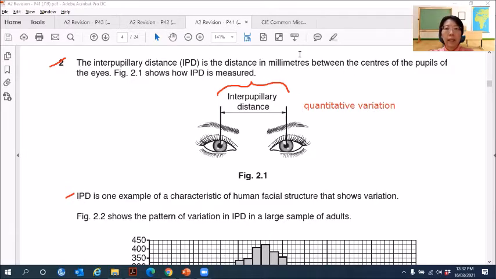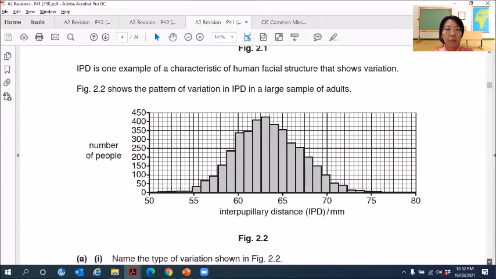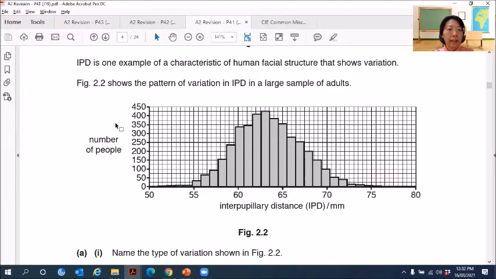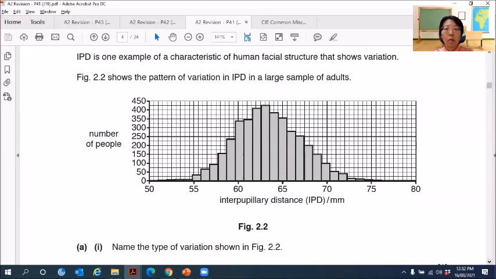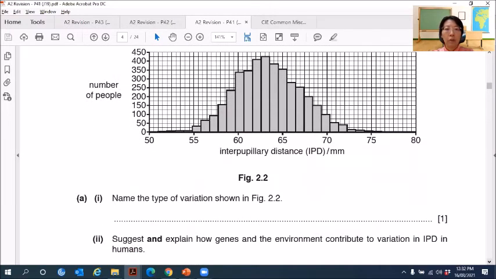So let's look at the graph that's given. It's a bar chart showing the y-axis is the number of people and the x-axis is the interpupillary distance, so the phenotype, the phenotypic variation. The y-axis is the number of people having it. So this is a normal distribution of the variation.